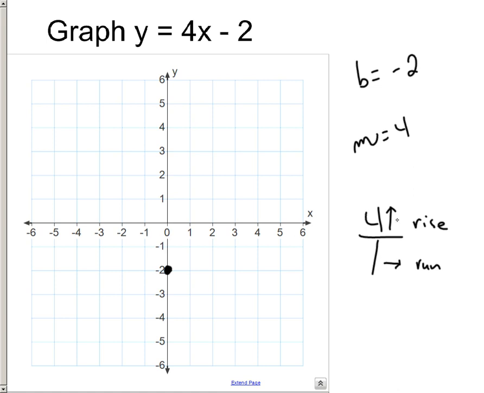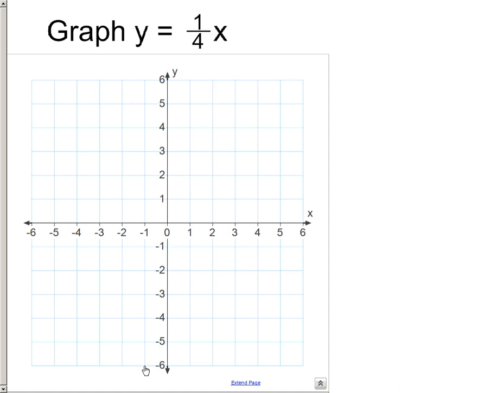So now that I know my slope and how it's going to move, I can go up 4, 1, 2, 3, 4, and to the right 1. Well, hang on. There we go. There. And we're able to draw the line that's created by this equation. So let's go try this one.